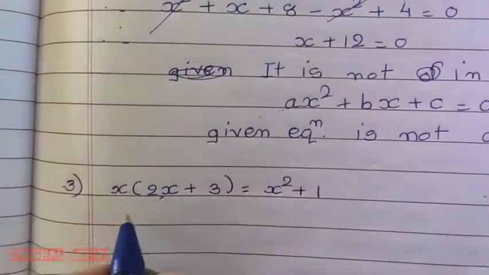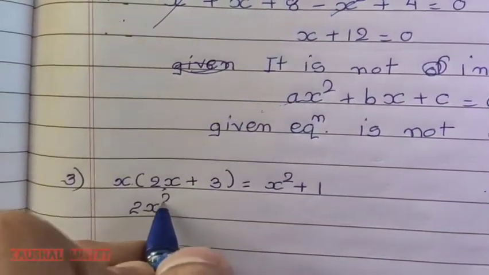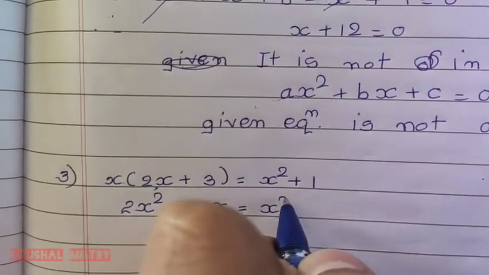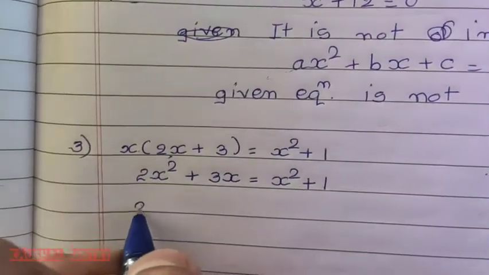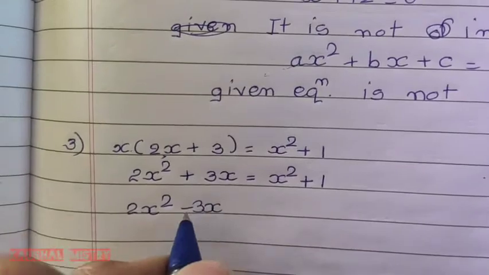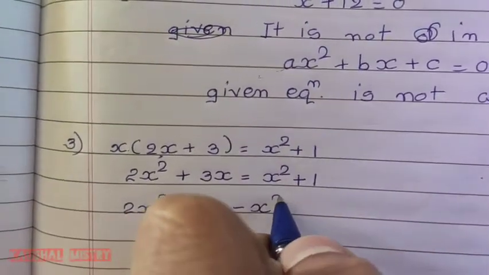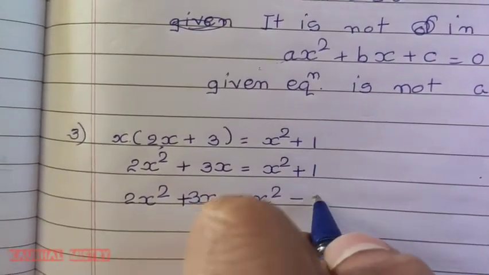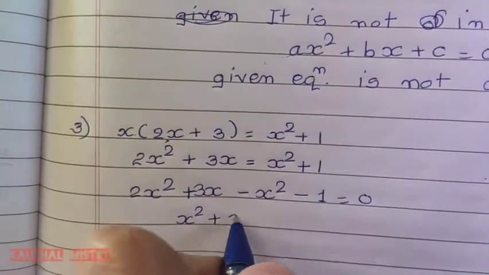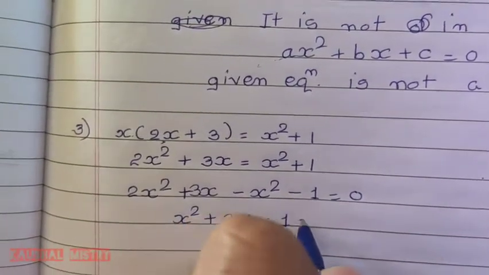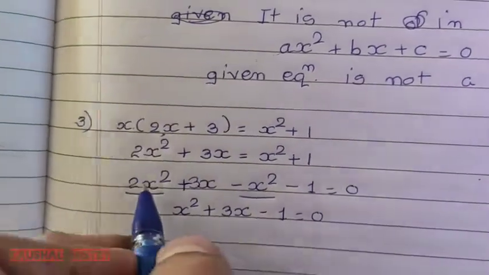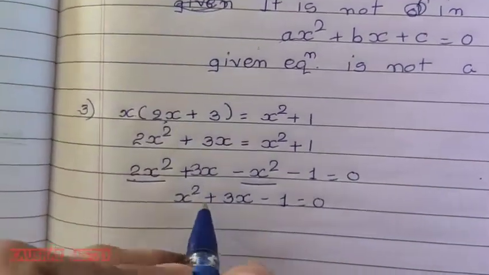Now x multiplied by x, that is 2x square, plus 3 multiplied by x, that is 3x, plus x square plus 1, so that is 2x square minus x square plus 3x minus 1 is equal to 0, that is x square plus 3x minus 1 is equal to 0. Because 2x square and x square are like terms, so we can subtract x square from 2x square.